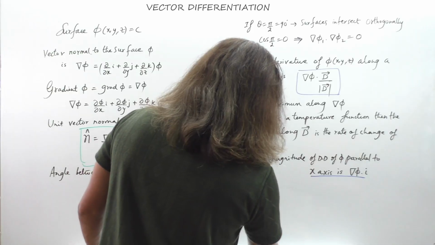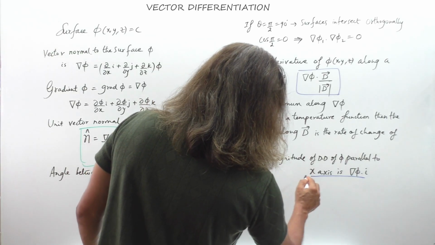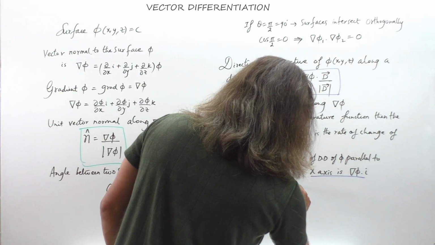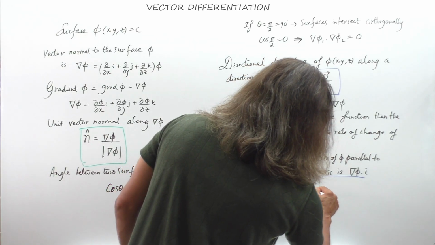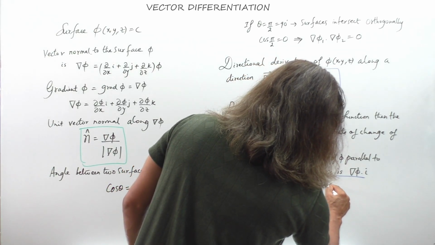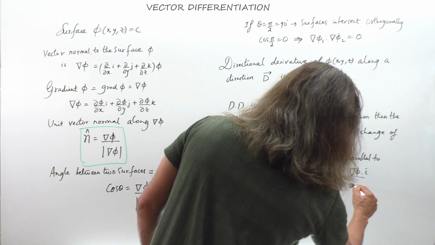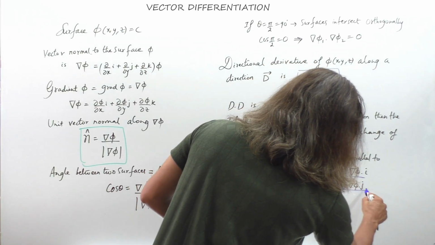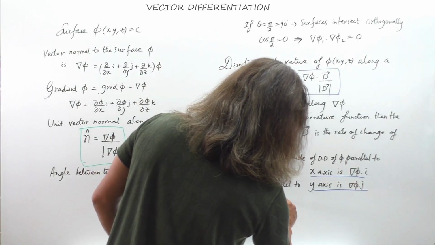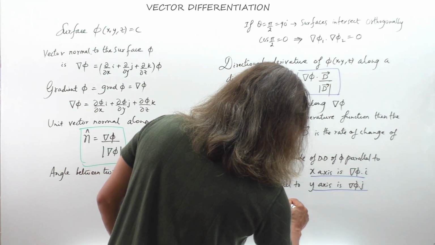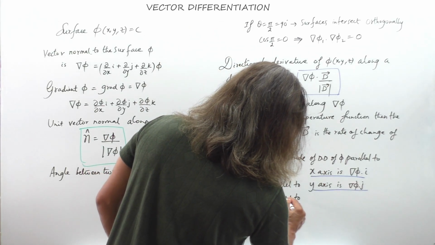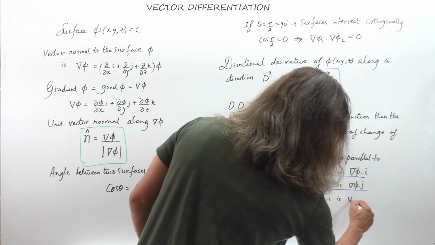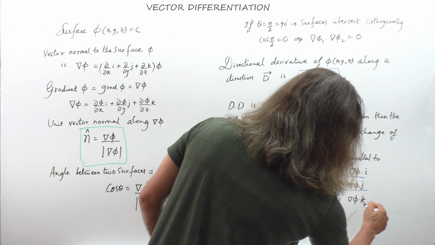Similarly, the maximum magnitude parallel to y-axis is del phi into j, and lastly parallel to z-axis is del phi into k.